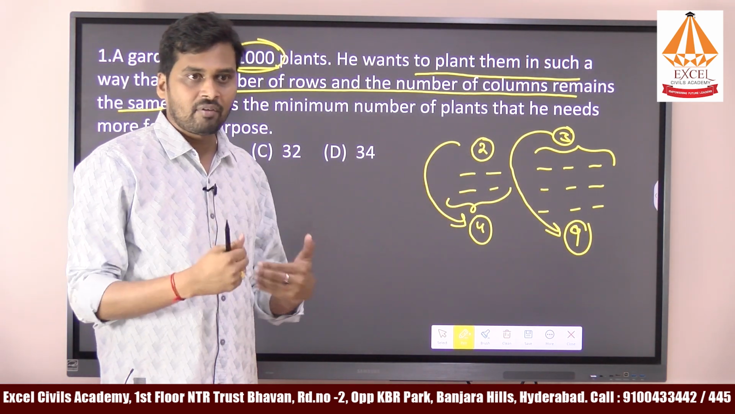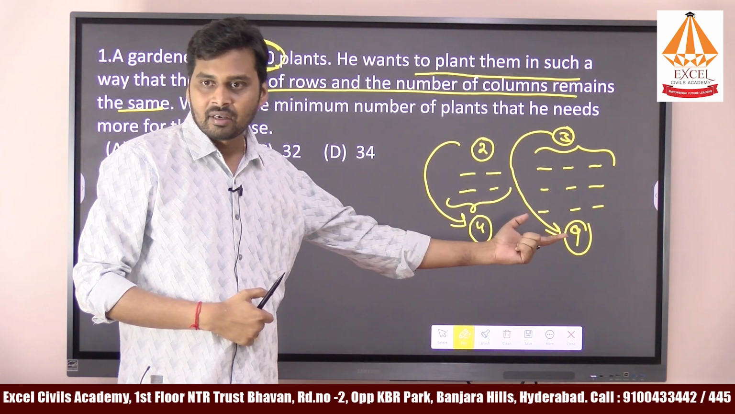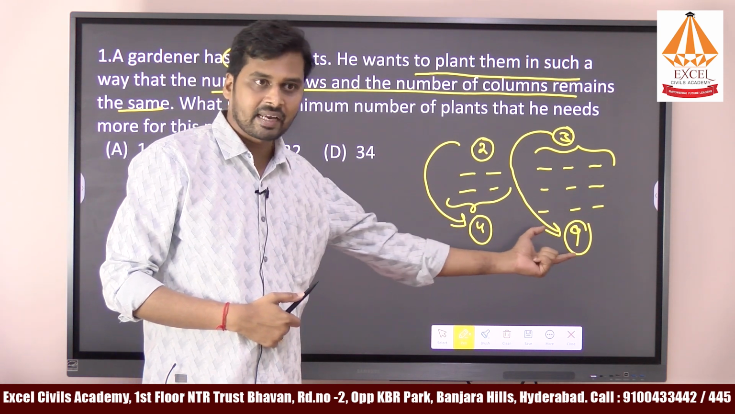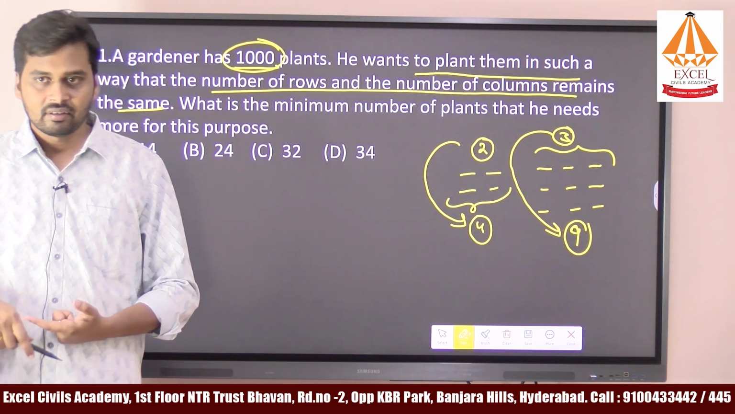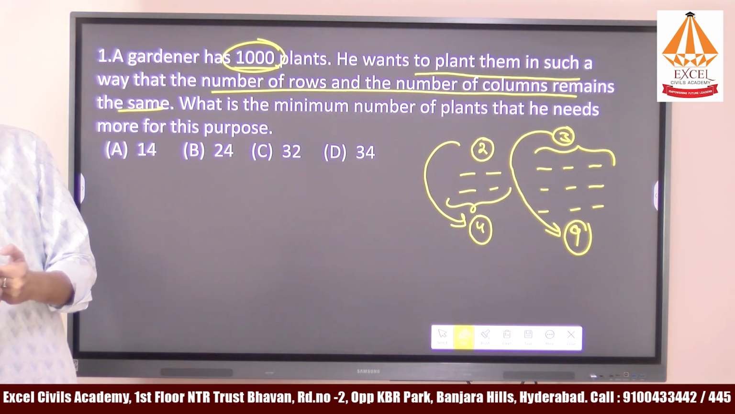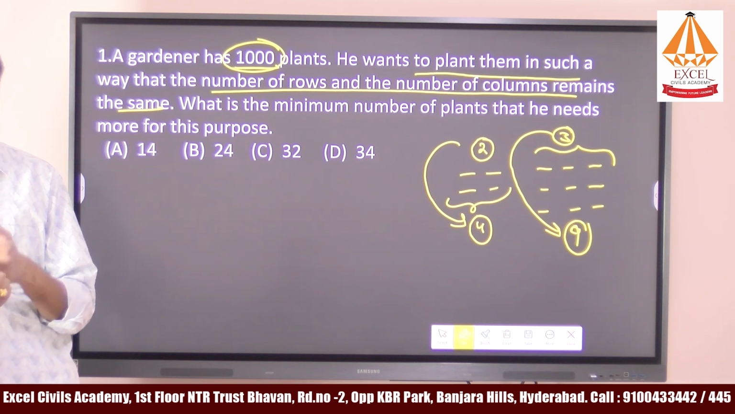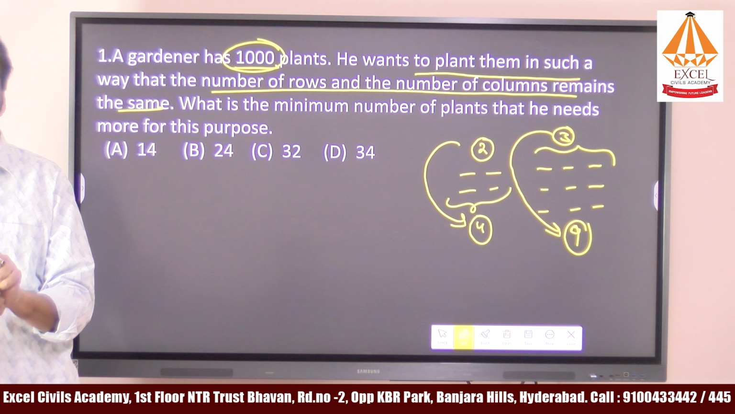Number of rows and number of columns being the same means that the final number must be a perfect square number. See, 4 is a perfect square number, 9 is a perfect square number, right? Next, 16, a perfect square number. You know the perfect squares, right? So in order to satisfy that condition, the final answer must be a perfect square number.